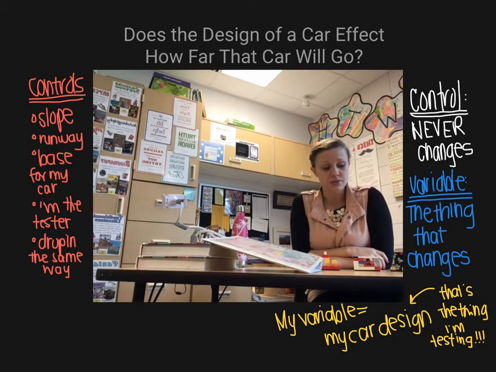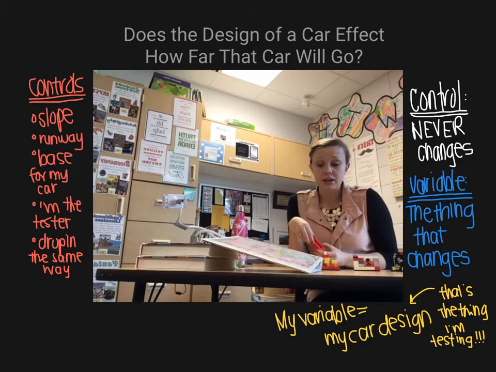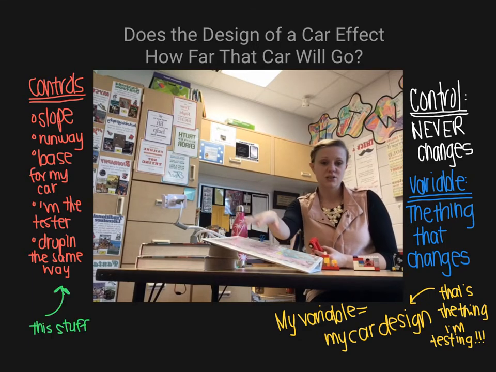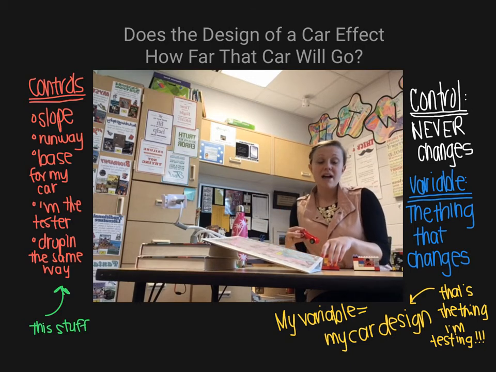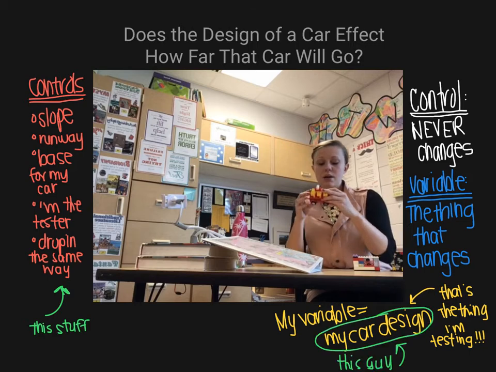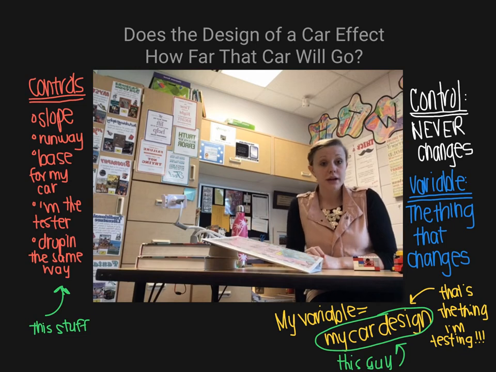results. So today, in order to test correctly, I need to make sure that I have lots of controls and one variable. My controls are all of the things that I just listed, the height, the ramp, the slant. My variable is the different designs. So I'm going to put my designs on my car, on the wheels, and then I'm going to test it, letting it go and measuring how far it goes.